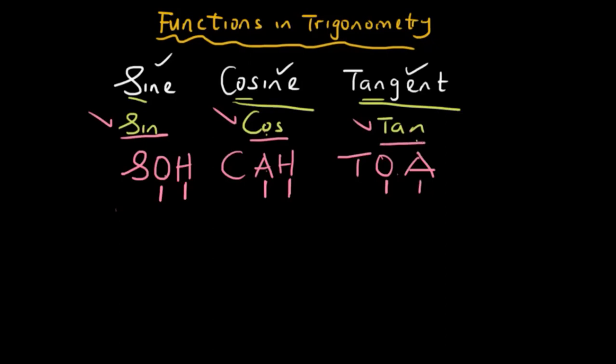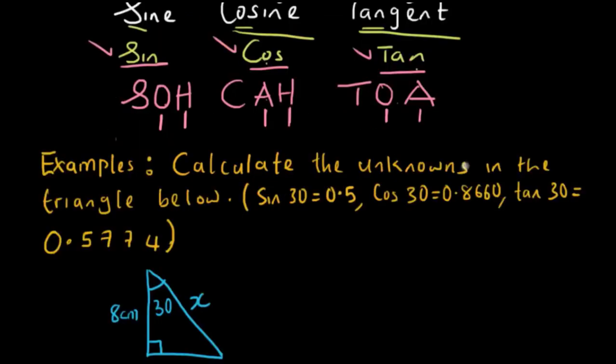Now to better understand this, let's take some examples. We have this question: calculate the unknown in the triangle below. Then we have sin 30, cos 30, and tan 30, and the triangle below. If you're not given sin 30, cos 30, or tan 30, you could always find them either on a four-figure table or on a calculator. Now let's try to solve this.